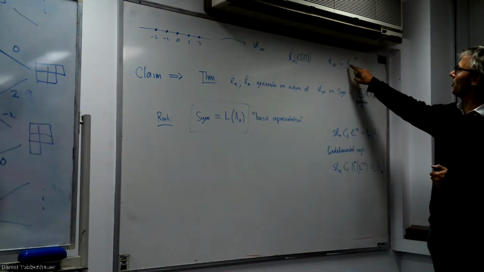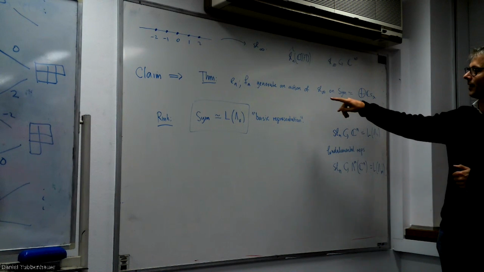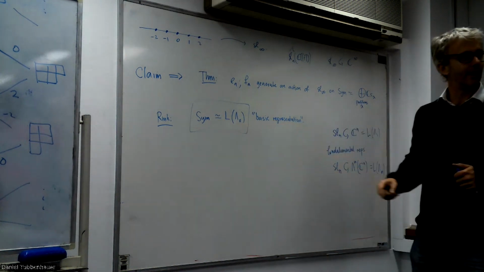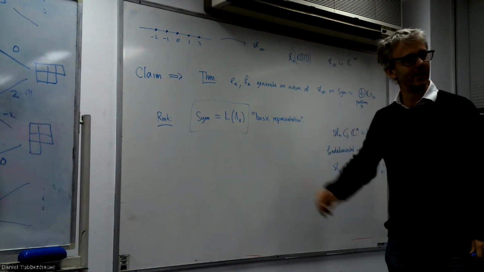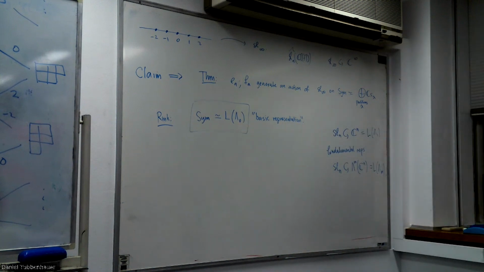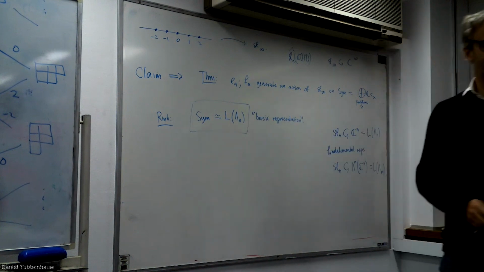Now this is a level 0 representation, which means the center acts trivially. Whereas this is level 1. And somehow once you have level 1, then you can generate all the higher levels. So that's another reason why it's extremely important. So you really see the need of the central extension when you look at this basic representation.